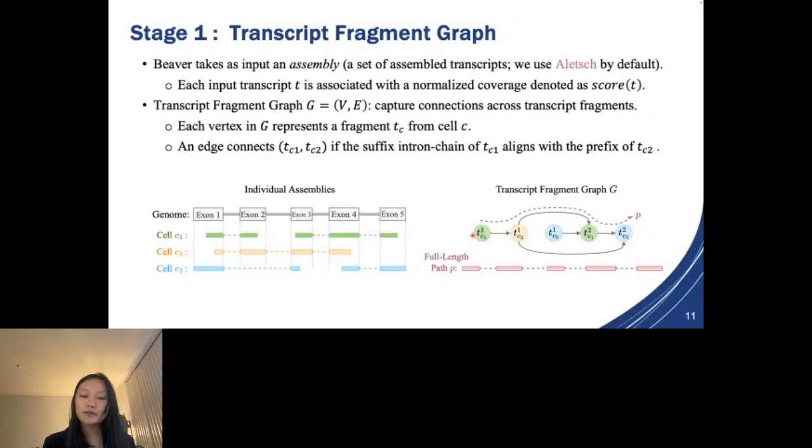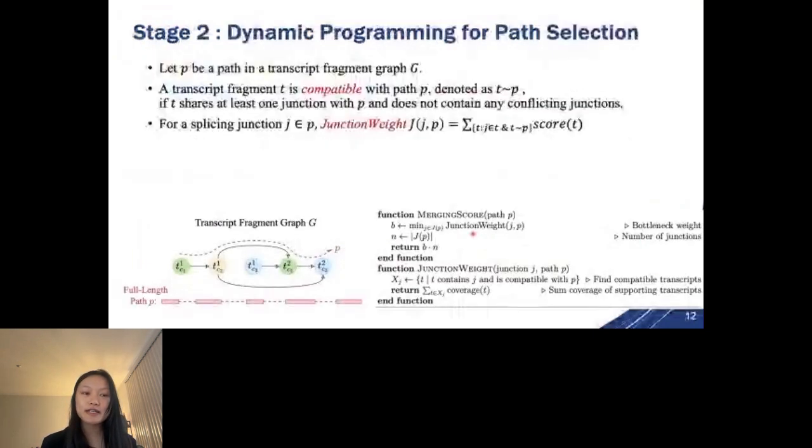Now that we have this graph connecting all the small fragments, how do we identify the most likely full-length transcripts? This brings us to stage 2. We use dynamic programming to select reliable candidate paths through the graph. In the transcript fragment graph G, each path in the graph represents a potential full-length transcript.